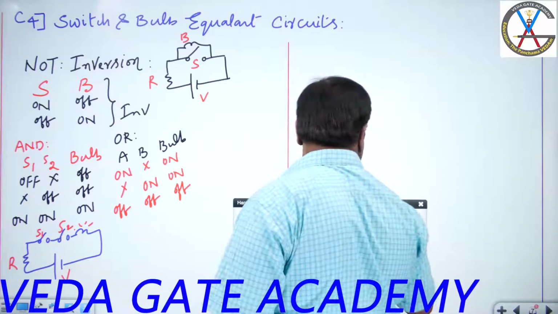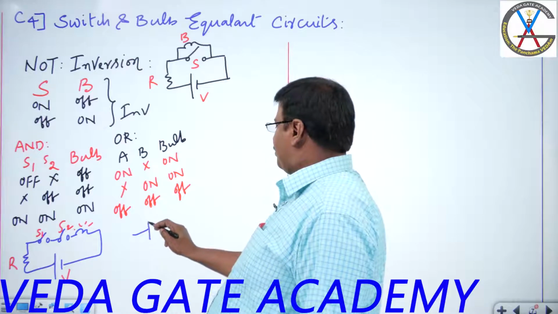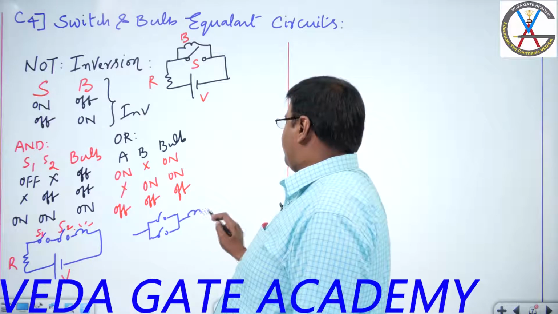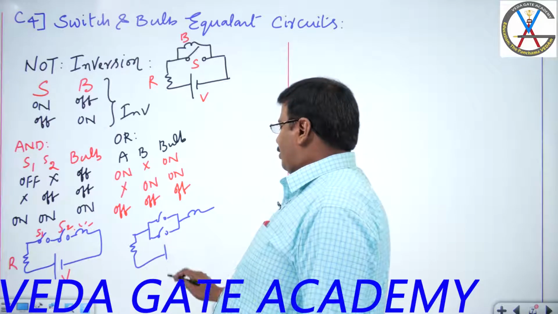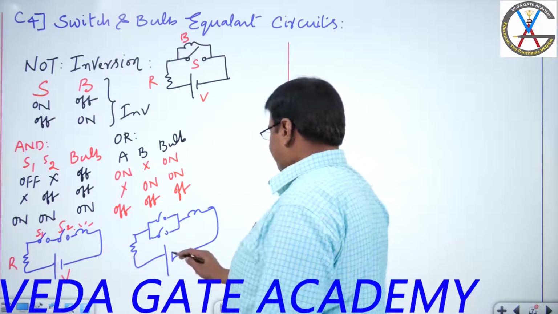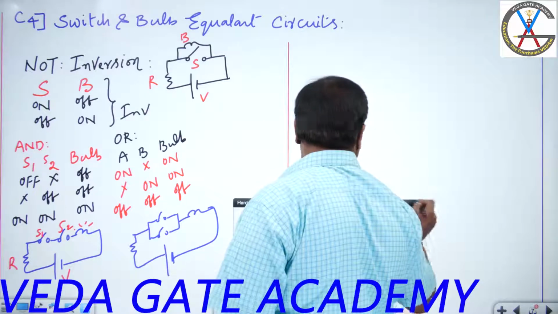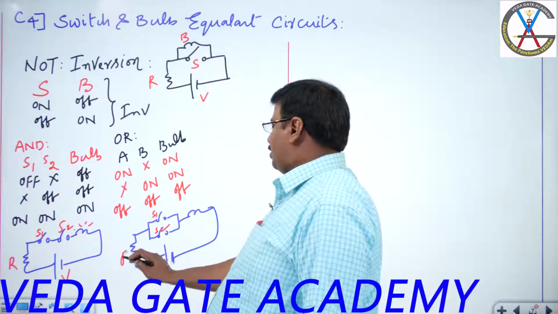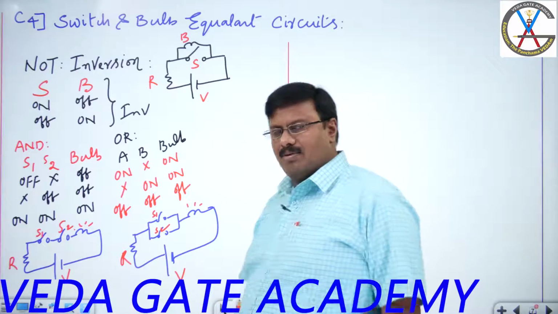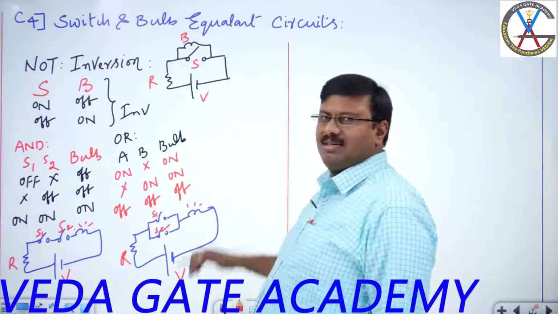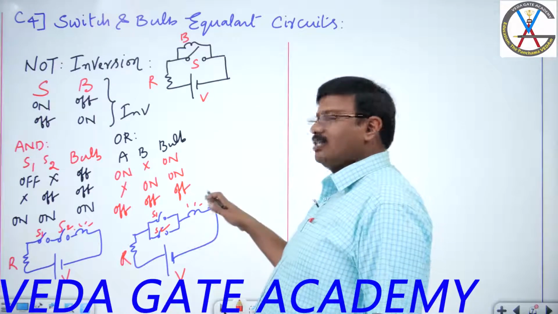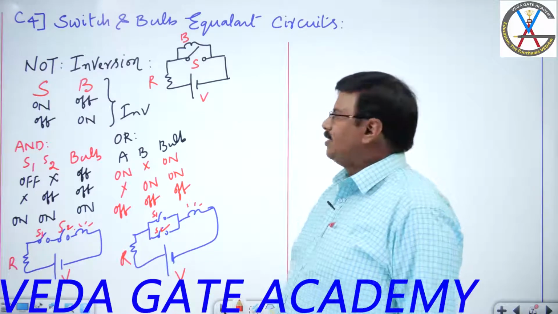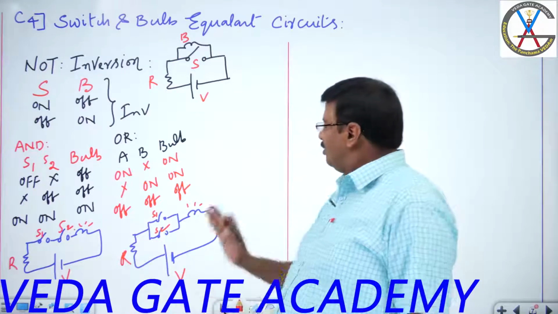And I hope it is a parallel combination. Parallel switches indicate OR operation. Correct? So, switch 1, switch 2, voltage source and bulb. How does the bulb glow? It can be either this or this. Current can flow either this way or this way to glow the bulb. When both are off, of course it is off. It won't be glowing. So, NOT relation, AND relation, OR relation.